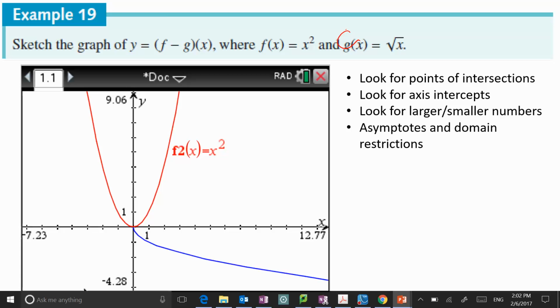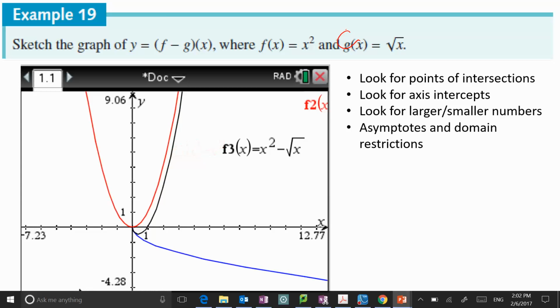You don't have to clarify. When you write the function, if they say sketch the graph and write the function equation, then yes, you have to write it in the restriction. But when you're sketching it, they can tell from your sketch that there's a restriction. And you're right, there is a restriction.